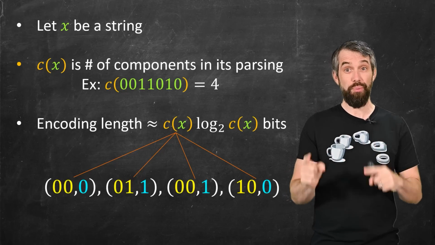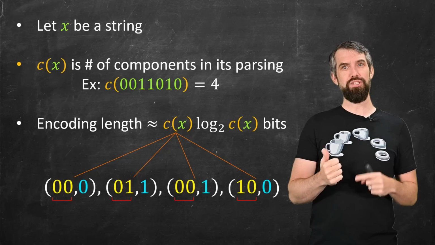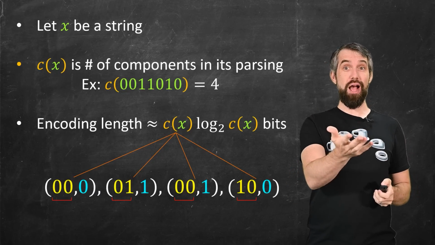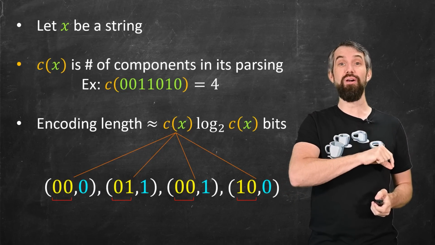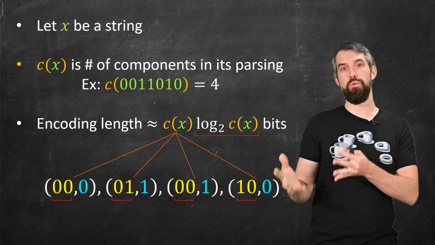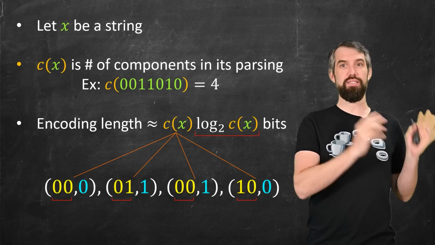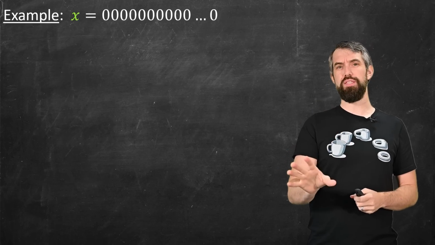But what could get really long is the first component of every one of these pairs. And indeed, if my c of x was a large number, the question for how long those could get is how long does it take to write that big number in binary, which is the same thing as saying log base 2 of whatever your big number is. So at the end of the day, my encoding length is approximately c of x times log base 2 of c of x.